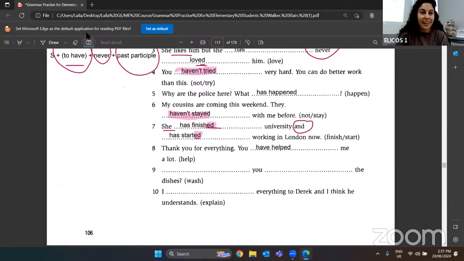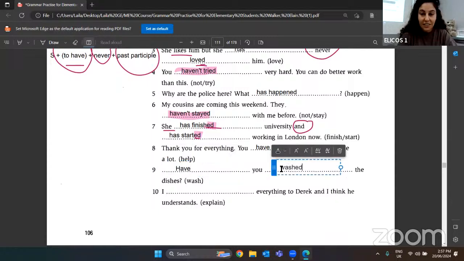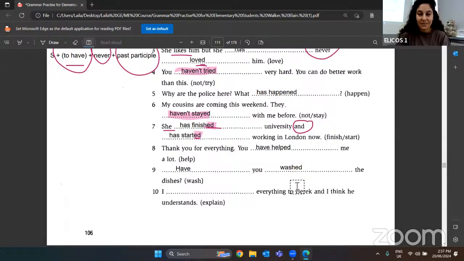Now, question number 9. Have you washed the dishes? The trick is do not pronounce the E. Have you washed? So you have to stop on the D very heavy. Washed. Or if it's played, watched. Washed. So you have to really finish the D very strong on the last letter, and imagine the E is silent. Washed. Right.